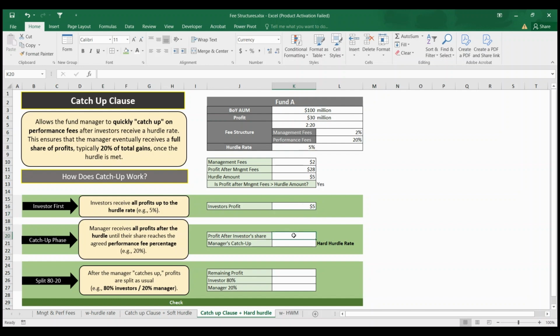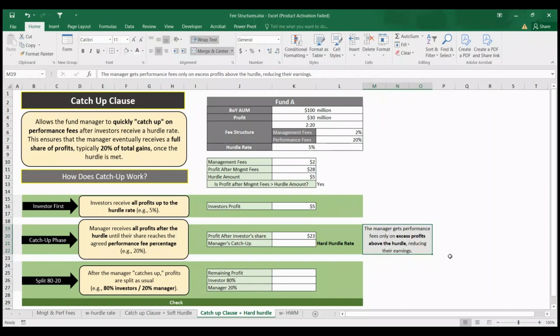Now, we need to calculate profit after investors' share. So we will simply subtract 5 million from 28 million, which is nothing but profit after management fees and investors' profit. We are doing this because we know that in case of a hard hurdle rate, the manager gets performance fees only on the excess profit after the hurdle, reducing their earnings.